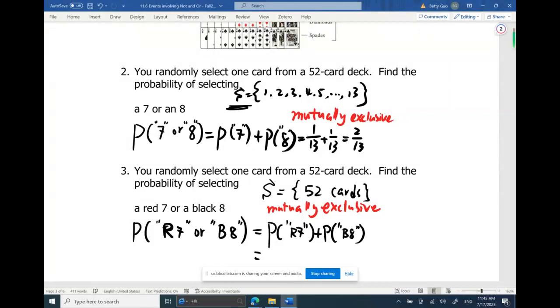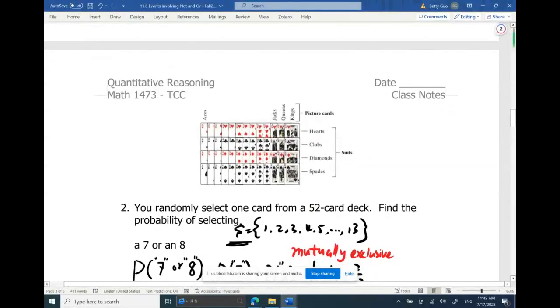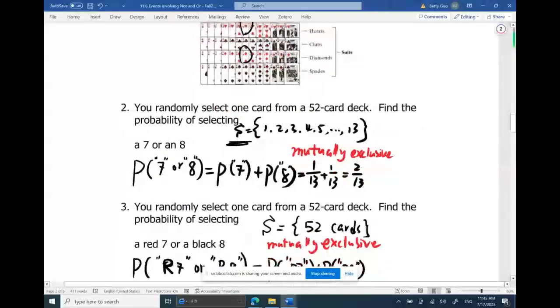And what's the probability of drawing a red 7? In this case, the sample space contains 52 cards in total, right? So the denominator is always going to be 52. How many red 7s do we have? Look at the picture. We have 2 of them. It's very tiny. This is a red 7, and we get another red 7, right? Red heart and red diamonds.